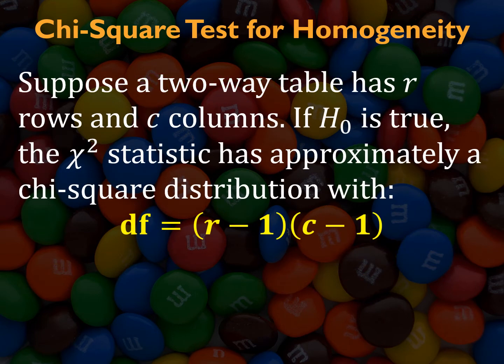Now for degrees of freedom, how do we calculate that? Well, remember, a two-way table has R rows and C columns. Assuming the null hypothesis is true, the degrees of freedom is going to be the number of rows minus 1 times the number of columns minus 1. So df equals (R minus 1) times (C minus 1). So if it's a 4 by 2 table, the df is going to be 3 times 1, or 3.